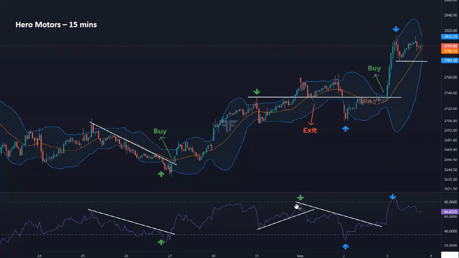Now it touched overbought territory at this point in time, which corresponds to this price region. But still, there is no confirmation at this point in time because the price is still at a high point.